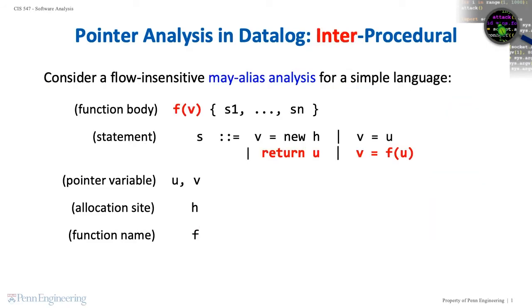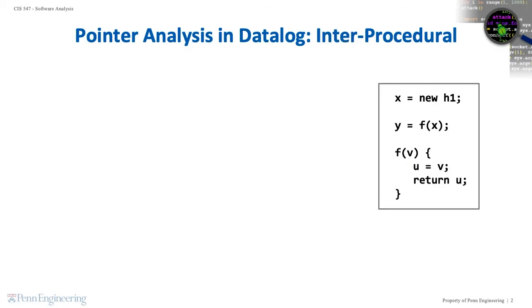Now, let us remove the restriction on function call and return statements, which will allow us to conduct inter-procedural pointer analysis. Suppose we have the following program to analyze. The program has two statements. An object allocation statement x is assigned new h1, and a function call statement y is assigned f of x. Function f takes a single argument v and has two statements in its body. u is assigned v and return u.